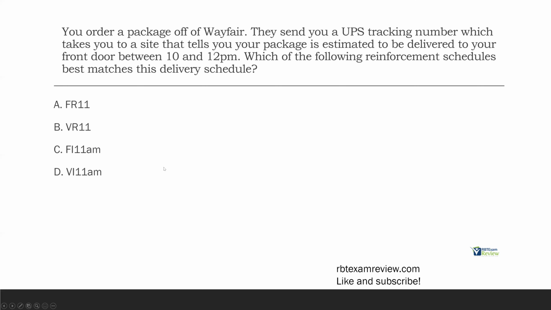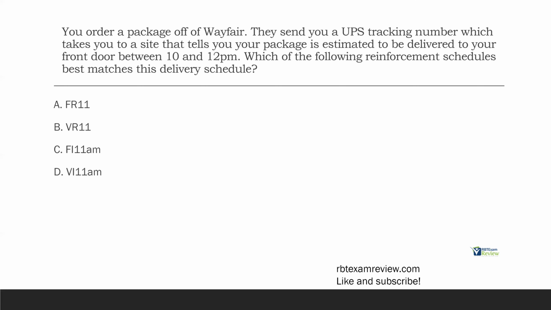Now, is it fixed or is it an average? Well, if it can be anywhere between 10 and 12 p.m., it can be 10 a.m., 10:15 a.m., 11:45 a.m., maybe even 12 p.m. So sometime in between 10 and 12 p.m., you're going to get reinforced with your package, meaning it's on an average of the time. It's variable. So if we have a reinforcement schedule based on time, based on an average amount of time, we know it's going to be a variable interval schedule. And 10 and 12 p.m., it's going to be an average of 11 a.m.